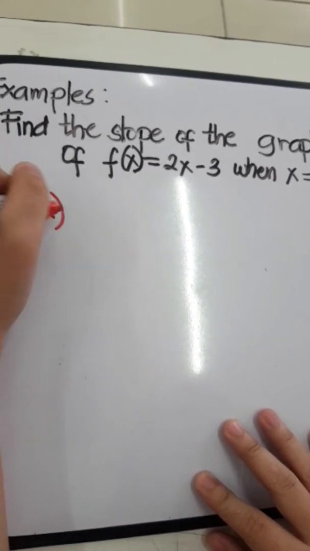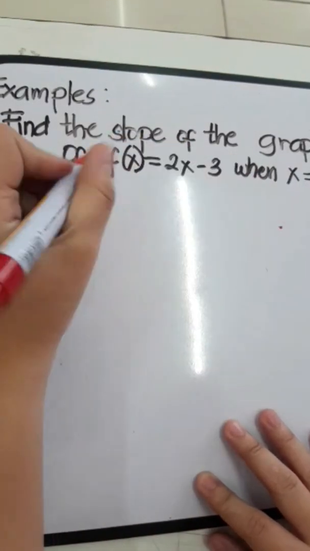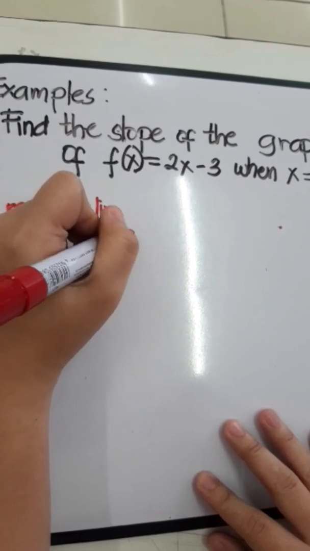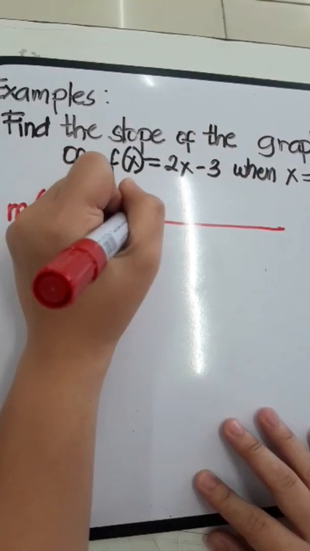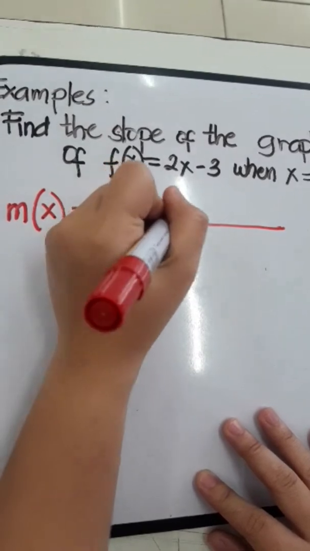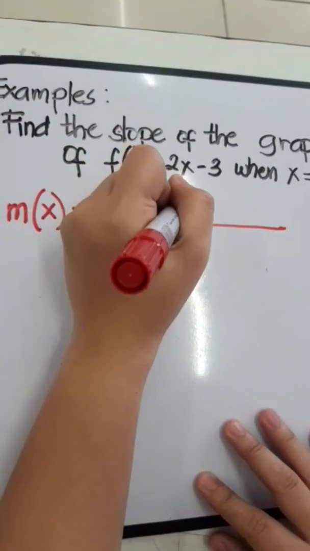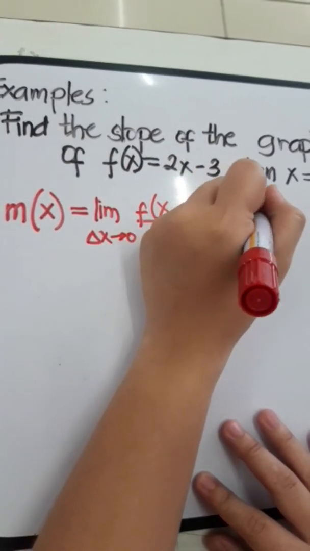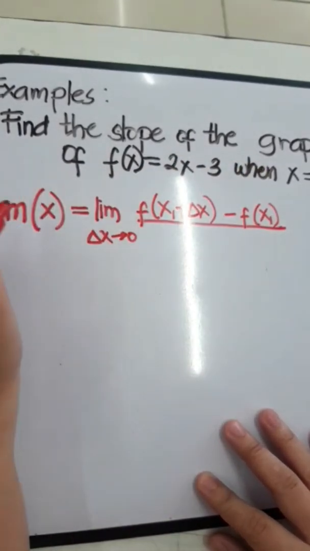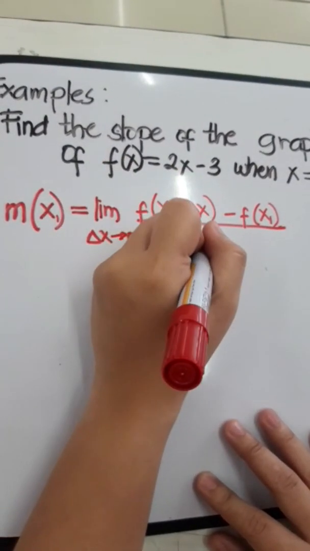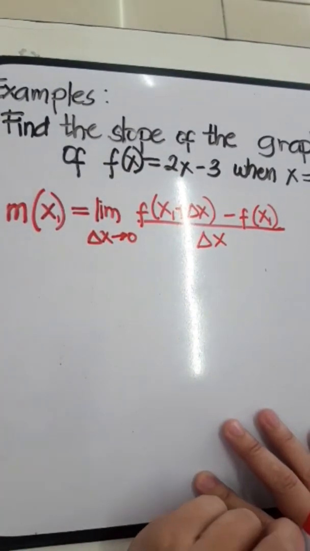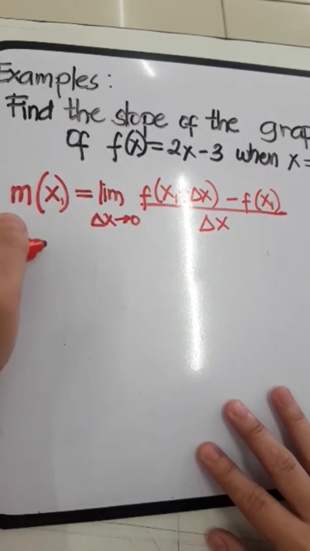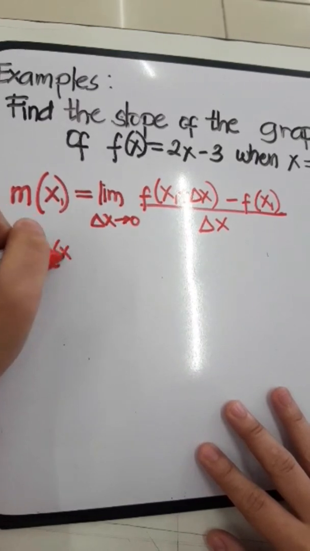M of x is equal to the limit as delta x approaches 0 of f of x sub 1 plus delta x minus f of x sub 1, over delta x. Okay? So now we are going to set f of x sub 1.